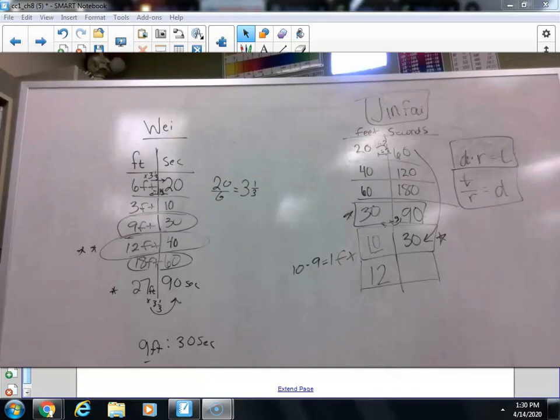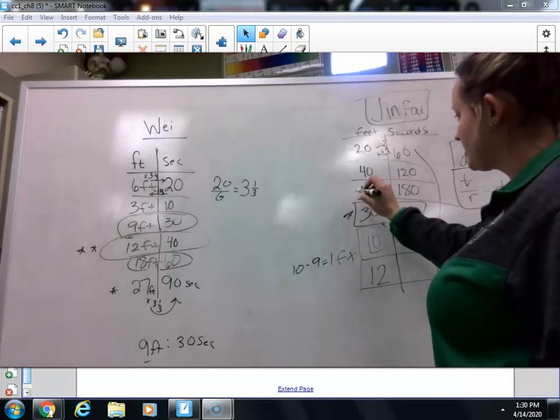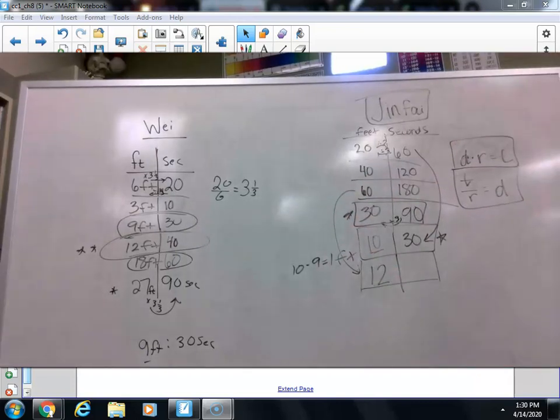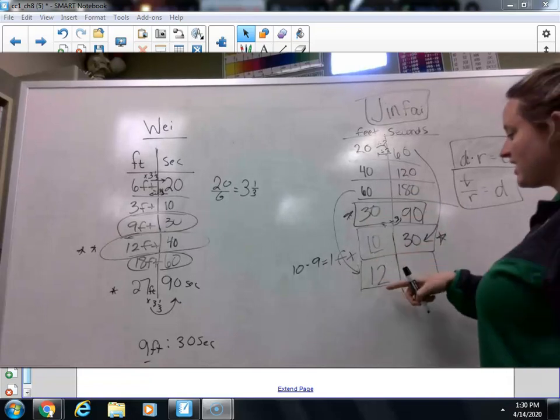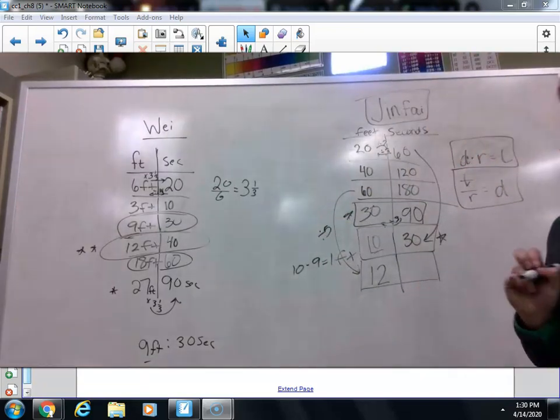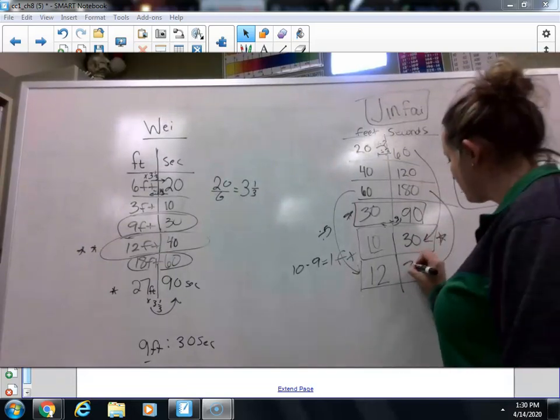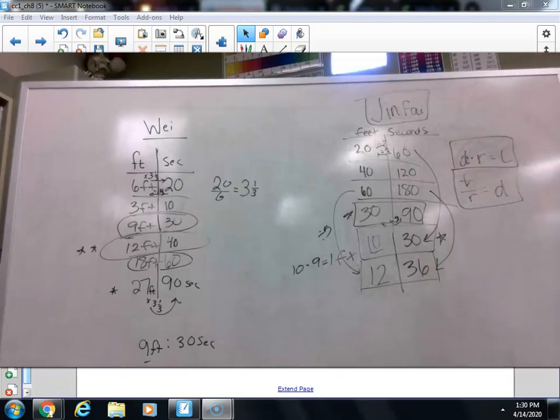So Miss Lanzo, in yours, you also need to find in 12 feet how far that would go. So using your rule, you're going to multiply 12 by what number? Well, I was thinking that I can take 60 to get to 12. And if I do 60 divided by 5, I get 12, right? So if I do 180 divided by 5, I should get 36.